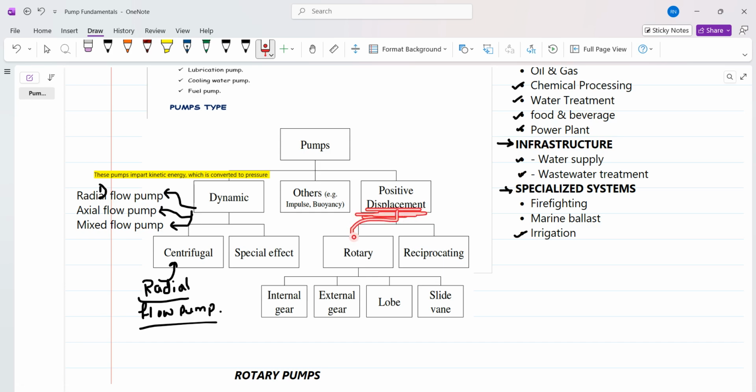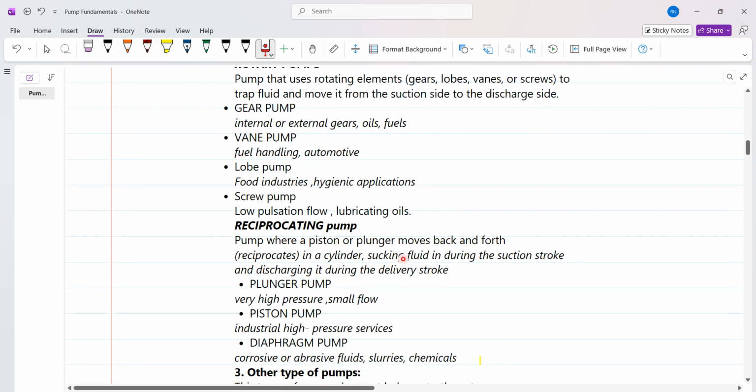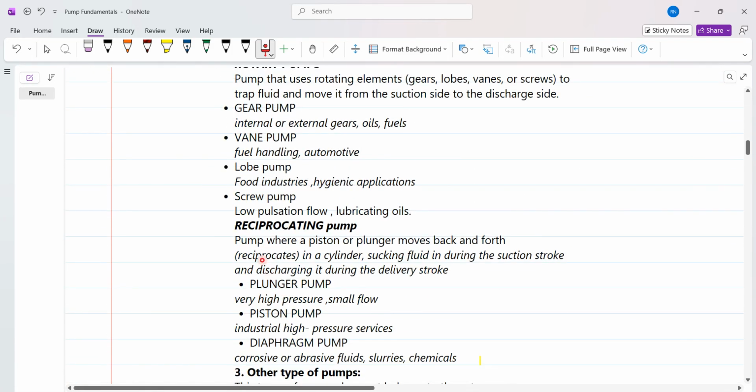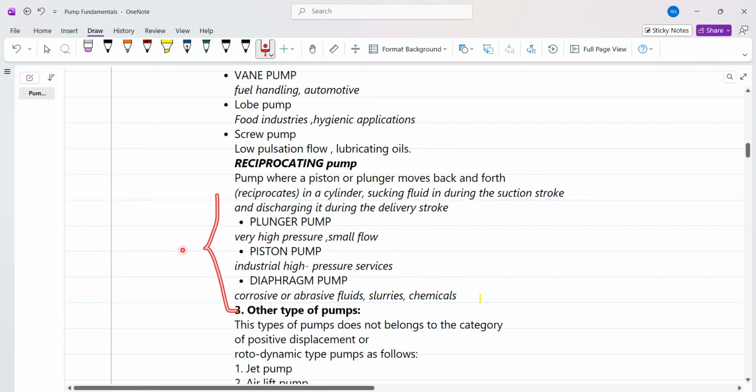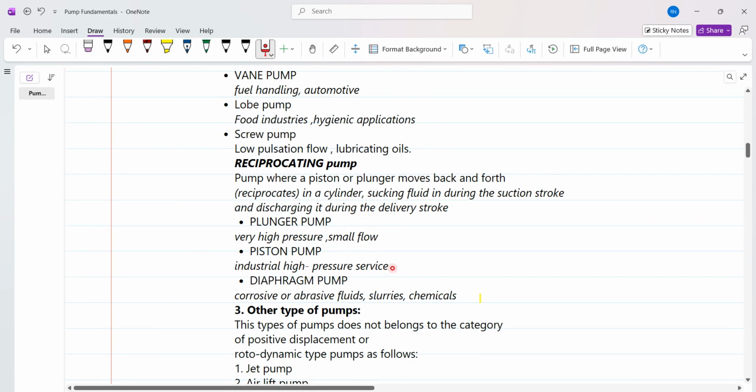Positive displacement pumps are further classified into two types: one is rotary and the second is reciprocating. In reciprocating pumps, there are three types: plunger pump, piston pump, and diaphragm pump, right? These pumps are basically used for high pressure in industries. We use these pumps for a small flow and high pressure of the liquid.